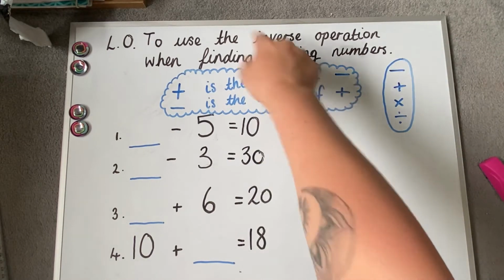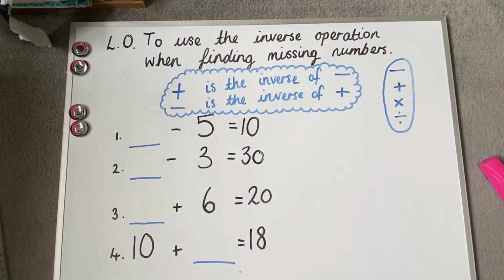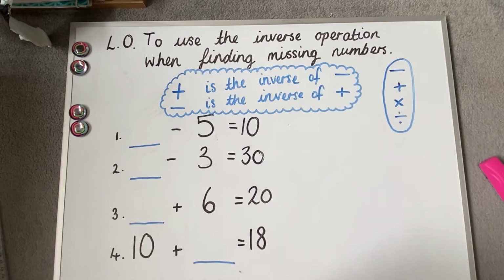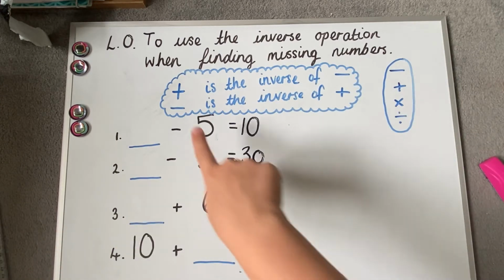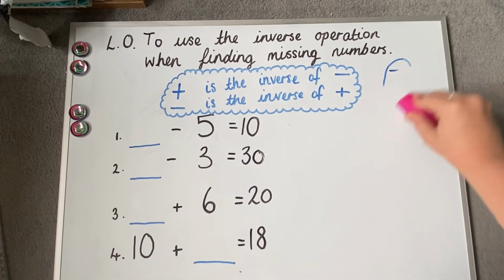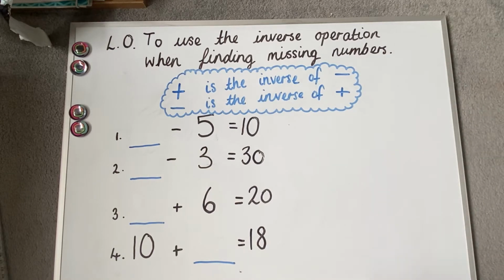For something to be the inverse operation, it just means the opposite, okay? So adding is the inverse operation of taking away. So adding is the opposite of taking away. And taking away is the inverse operation of adding. So taking away is the opposite to adding. Now this can come in real handy when we need to find missing numbers in sums. Okay, so missing numbers in sums.